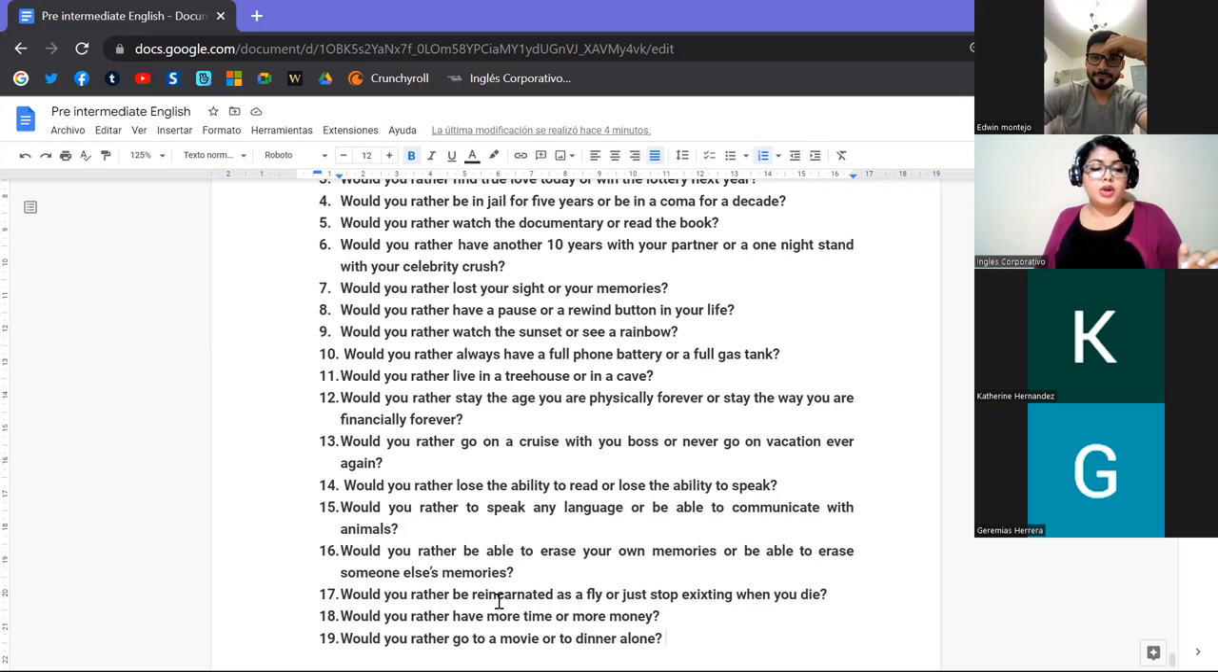Then it says, would you rather go to a movie or to dinner alone? In this case, our answer is, I could go to the movies by myself and enjoy that. But in our case, we prefer to go to dinner alone. Another one, would you rather live in a treehouse or in a cave? It says, I think a cave is safer. We are going to choose the best option for us. And the last one, would you rather have coffee or tea for breakfast? I prefer coffee. I don't really drink tea that much. And also it is my case because I prefer coffee.